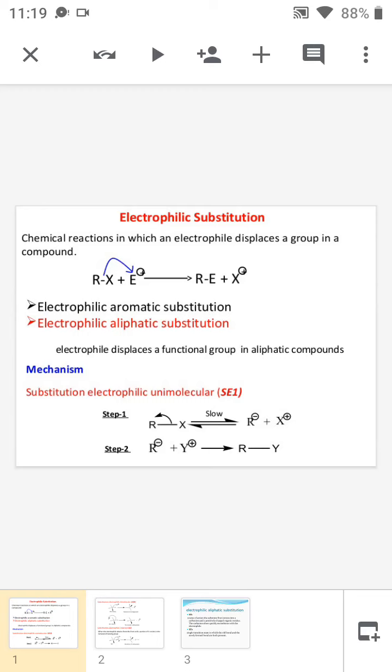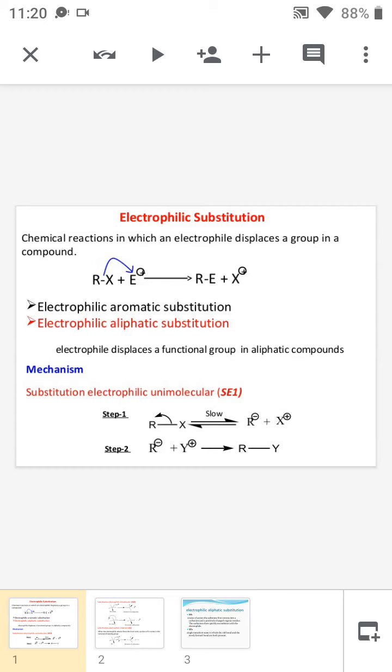For example, consider an alkyl halide RX plus E plus, that is the electrophile, gives RE plus X plus. That means the X is replaced by the E. So this is generally an electrophilic substitution reaction. And we can classify the electrophilic substitution reaction into two. First one is electrophilic aromatic substitution. Second one is electrophilic aliphatic substitution. This classification depends upon the nature of the starting material.